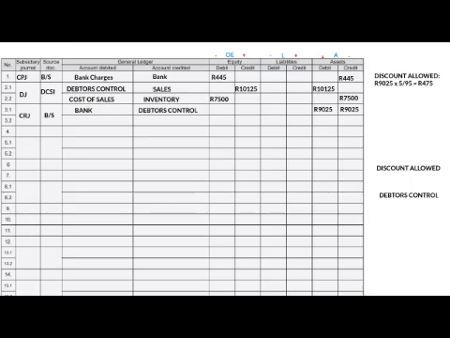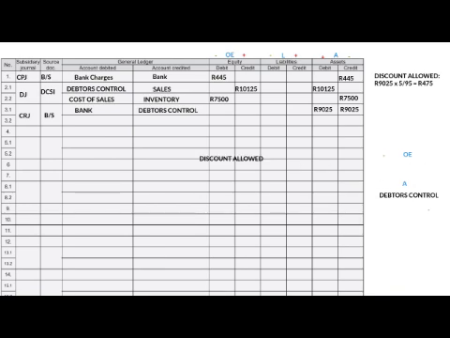Discount allowed is classified as an owner's equity, and it is an expense to the business, so it will have a negative effect. Debtors control is an asset, and discount allowed decreases the debtor's debt. Let's record this onto our answer sheet.